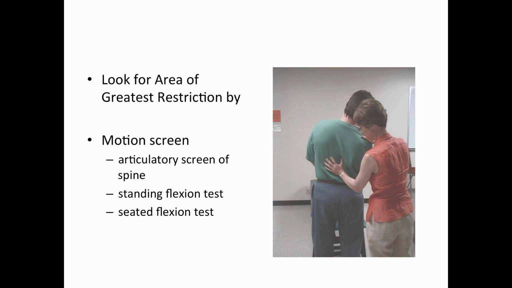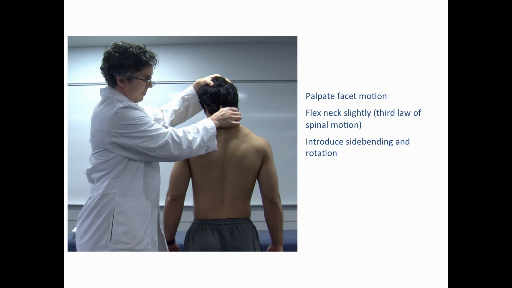So we want to look for the area of greatest restriction by an articulatory screen of the spine, and then using our standing and seated flexion tests. We started at the neck, so we're going to palpate facet motion, so it's not just muscle tightness. That's a common error. You feel muscle tightness, that's good information, it's just not what we're feeling for in this particular exam. So we did some slight neck flexion, so that way side bending and rotation occurring to the same side helps with that third law of spinal motion.